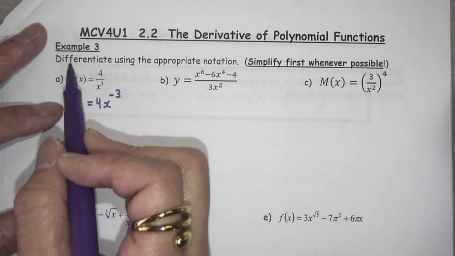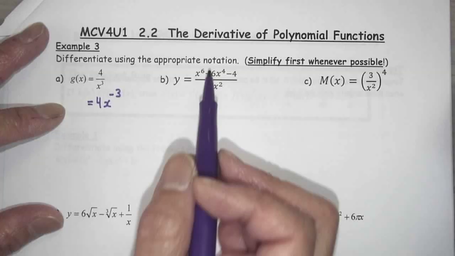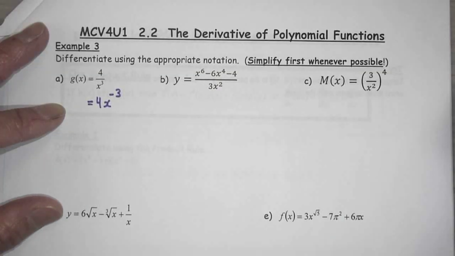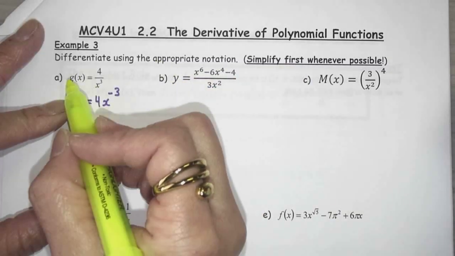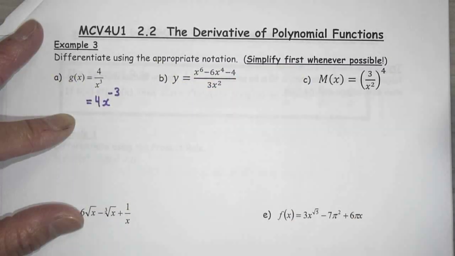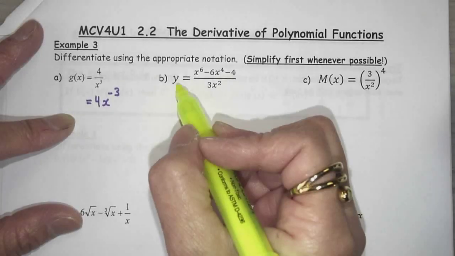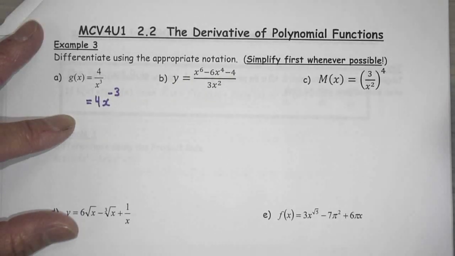So this says differentiate using the appropriate notation. We won't always say appropriate notation. We're going to assume you're going to use appropriate notation. But the appropriate notation means if I give you g of x, you're using g of x back. You're not using f of x. If I gave you g of x, it's bad notation. If I give you y, use dy by dx.